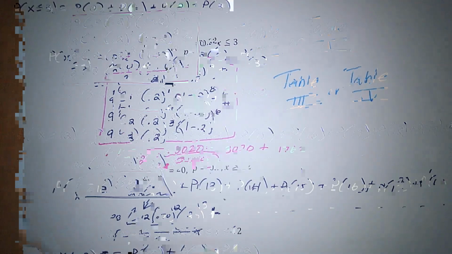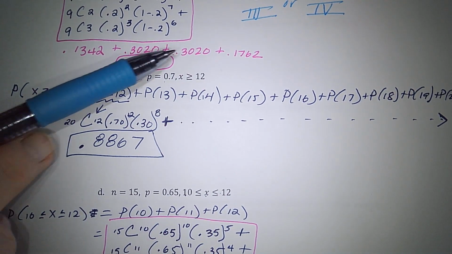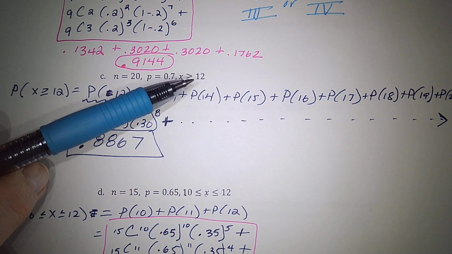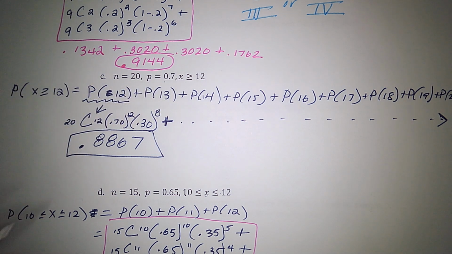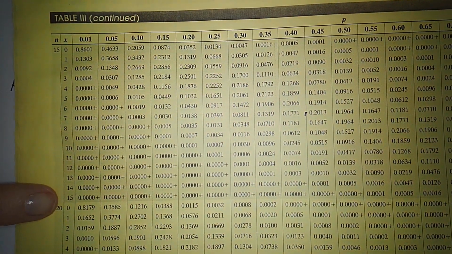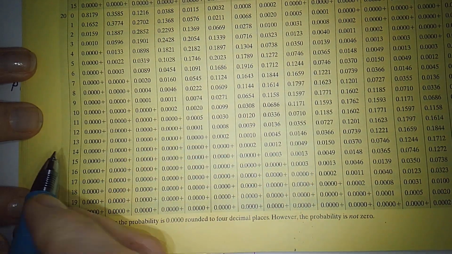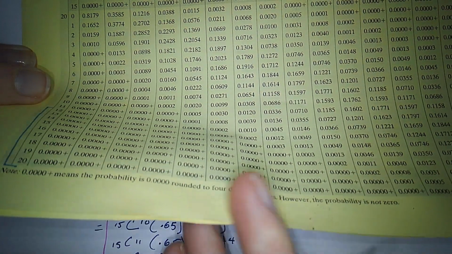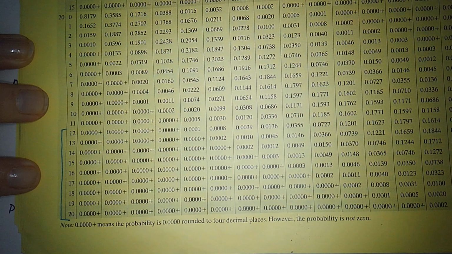Let's try the next one. Here we have a probability of success of 70%. We want to take n of 20 items, and we want at least 12 successes, which means 12 or more. So 2 ways we can do this. We could go back to table 3 like we did for the first 2 examples. Here n is back in table 3. Here n is 20. And we want 12 or more successes. So that's going to be all of these added together. We know that the probability of success was 70%.